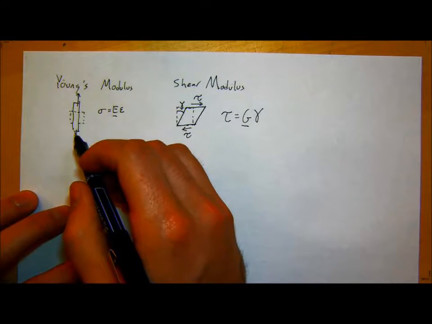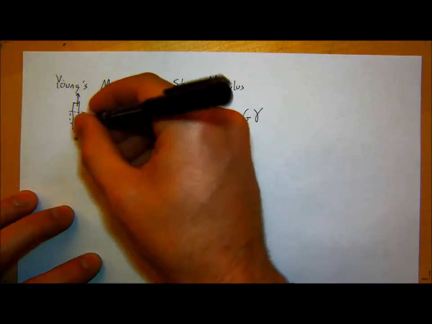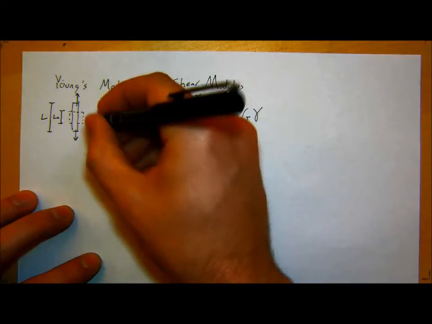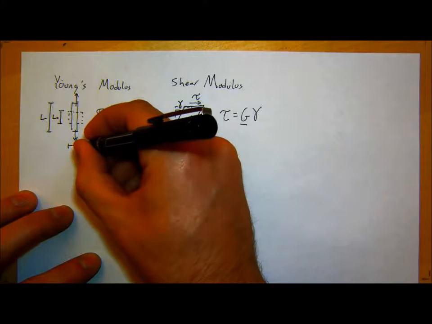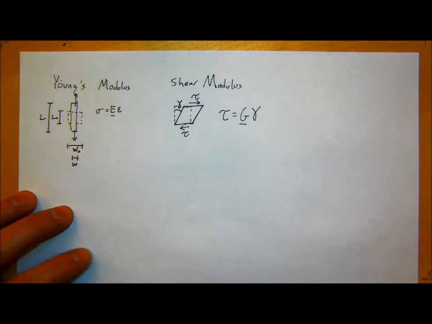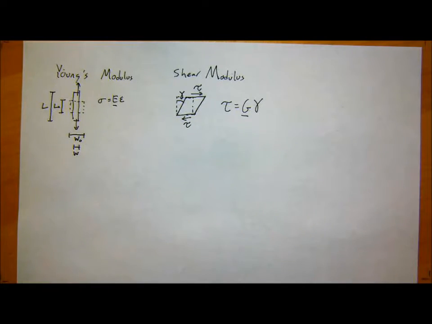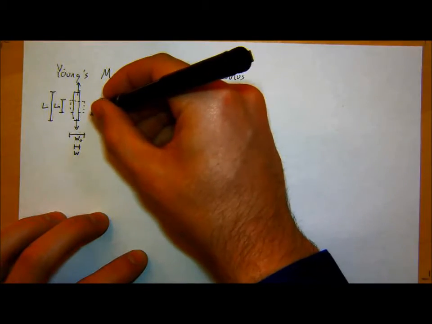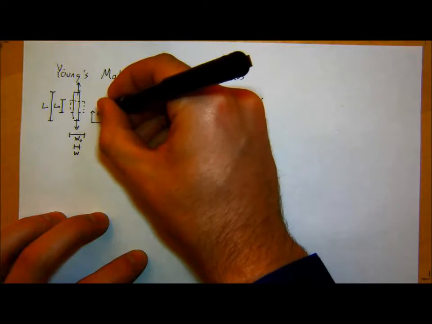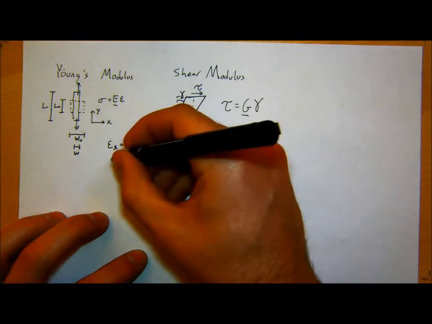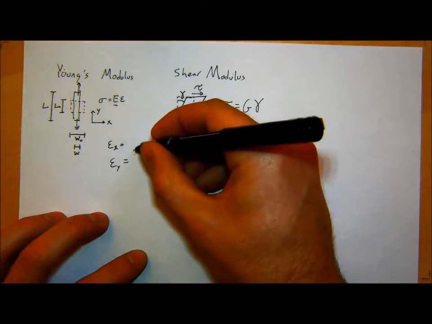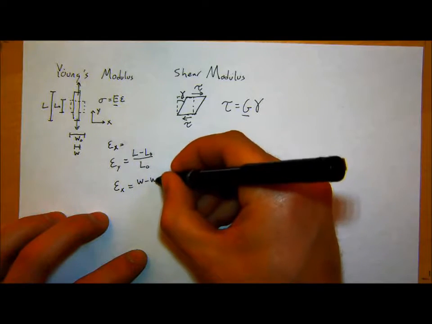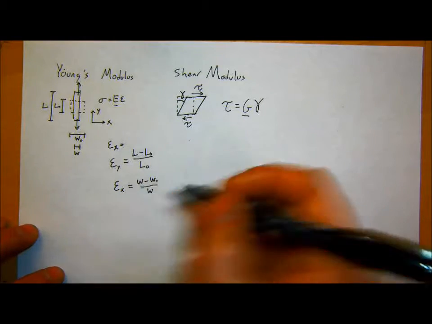So again, in a uniaxial tension test, we have here some L naught and some final L. We also have some W naught and some final W. So as I pull the specimen, generally, it'll start to narrow out. That change, so I can call this my epsilon, let's define coordinate systems, let's call this X, let's call this Y. So my epsilon Y is my L minus L naught over L naught. Epsilon X would be W minus W naught over W naught. I can define a Poisson's ratio.